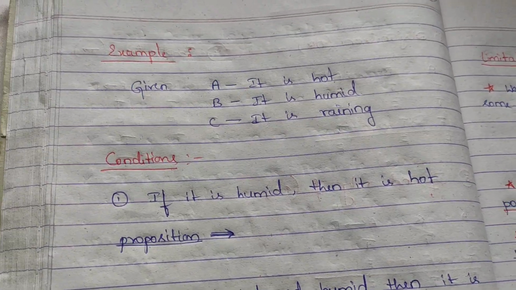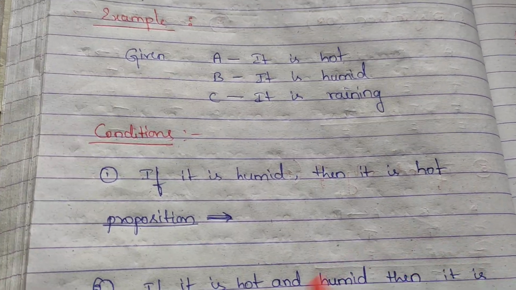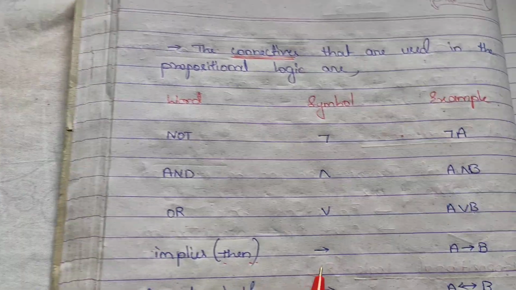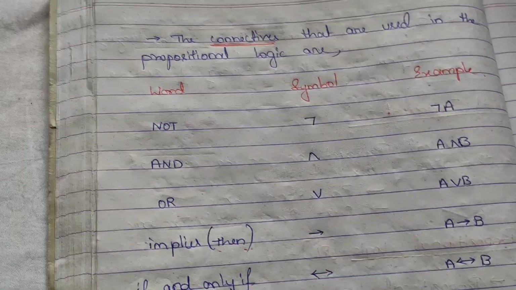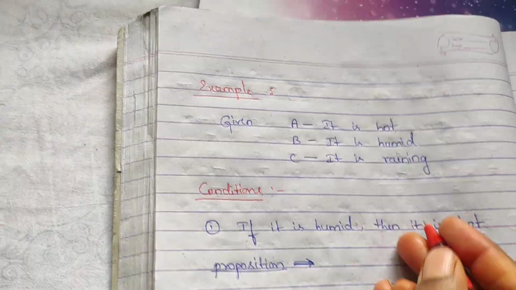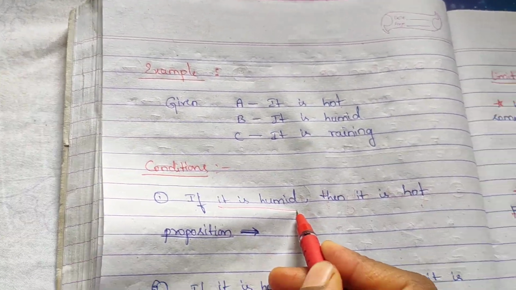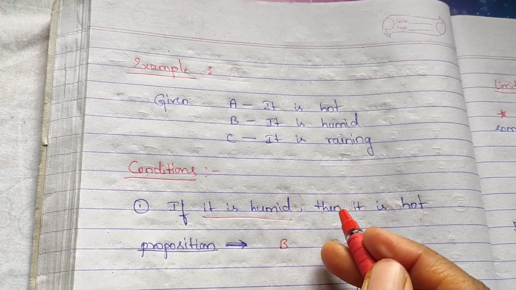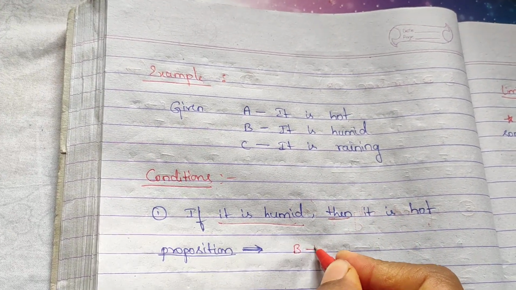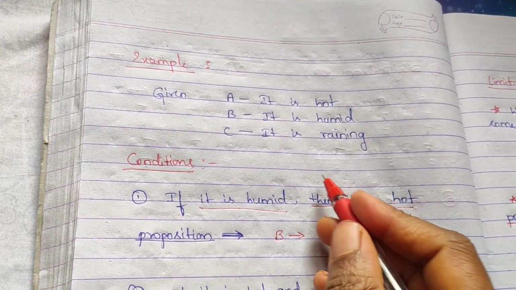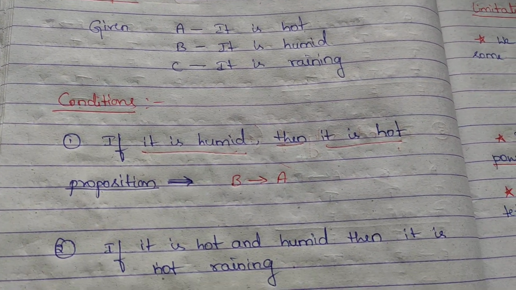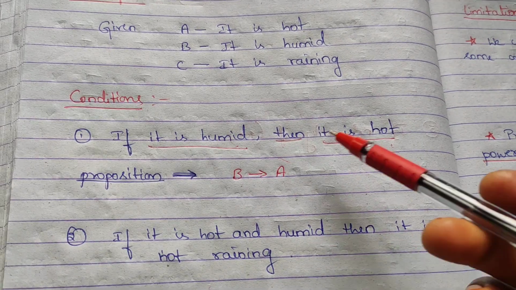How can we write the propositional logic? For if-then, we have a symbol like this. Understood? So what will it be? It is humid is nothing but B. B implies it is hot, which is A. B implies A is the proposition of this condition.